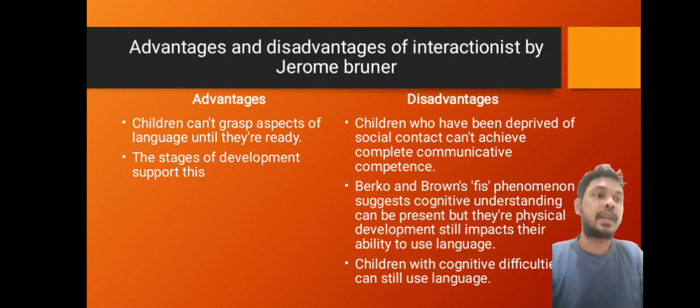And these are the disadvantages: children who have been deprived of social contact can't achieve complete communicative competence. And Berko and Brown's fish phenomenon suggests cognitive understanding can be present, but physical development still impacts their ability to use language. And third, children with cognitive difficulties can still use language.